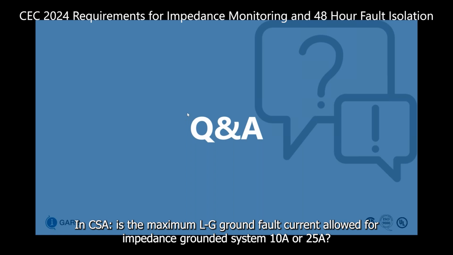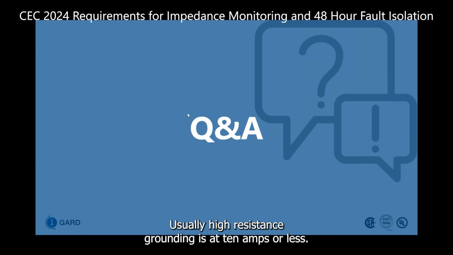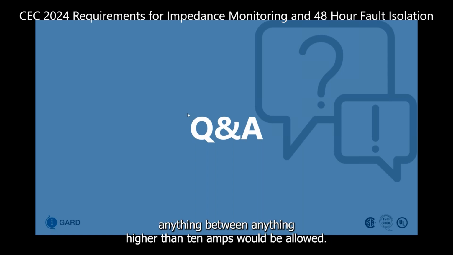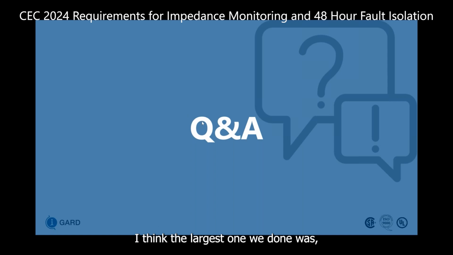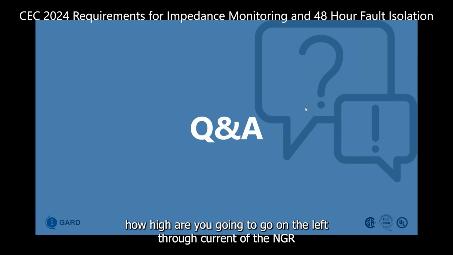In CSA, is the maximum line to ground fault current allowed for impedance grounded systems 10 amps or 25 amps? For this question, it really depends on the type of system you're specifying. Usually high resistance grounding is at 10 amps or less. When you get to low resistance grounding, anything higher than 10 amps would be allowed. I think the largest one we've done was 1500 amps. So there's no limit on the upper side, but it comes down to your feeder pickup levels on your feeder breakers to determine how high you're going to go on the let through current of the NGR.